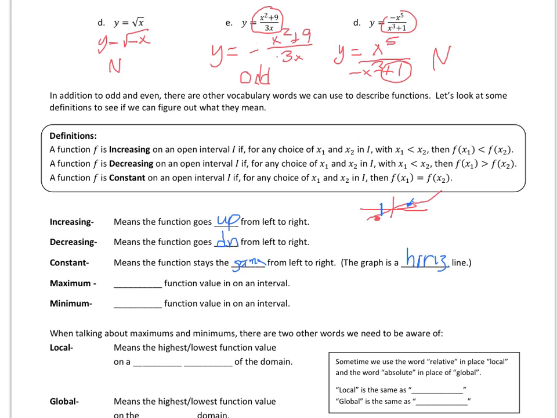So maximum. The blank function value on an interval. What do you think the maximum is? The highest or biggest. Right. And the minimum would be the lowest or smallest.